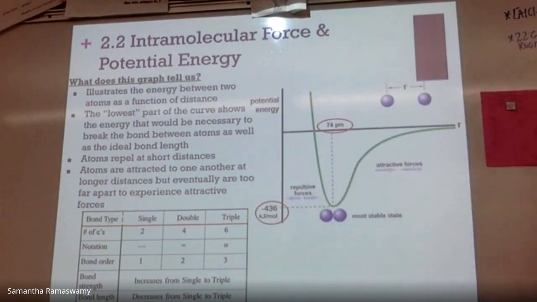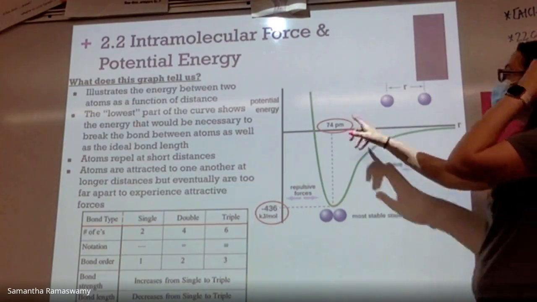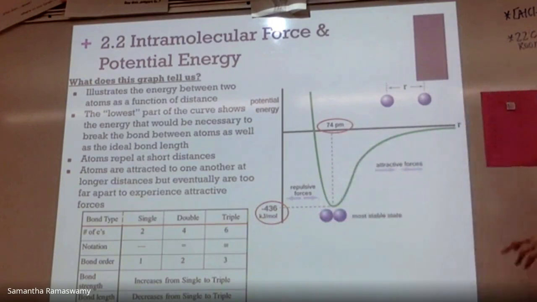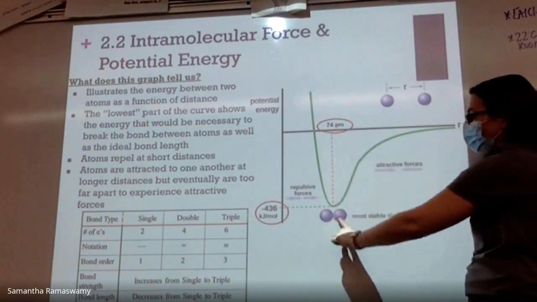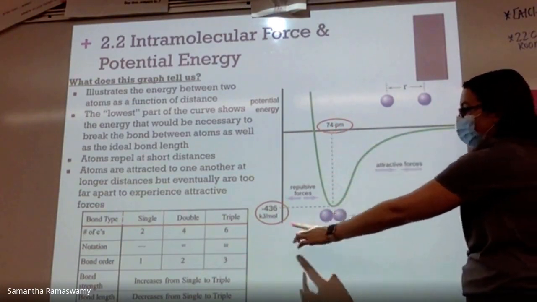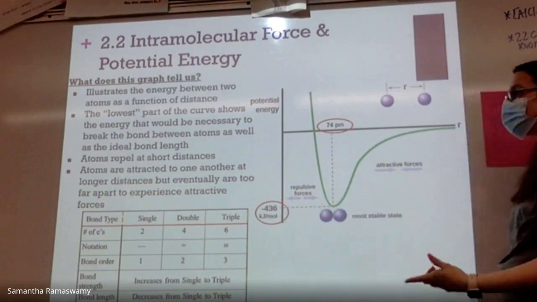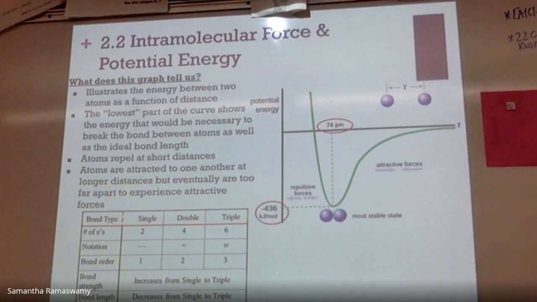A potential energy graph like this allows us to look at the energy and distance between atoms. And so the lowest part of this graph tells us two things. It tells us the bond length, so 74 picometers was the bond length, and it tells us the bond energy. So how much energy would it take to break the bond?